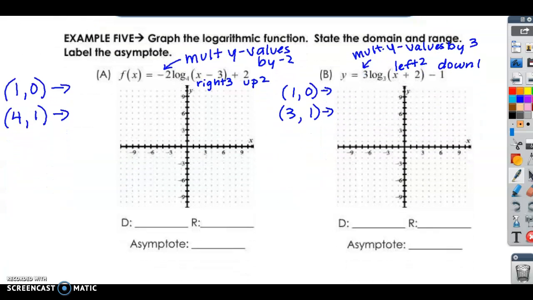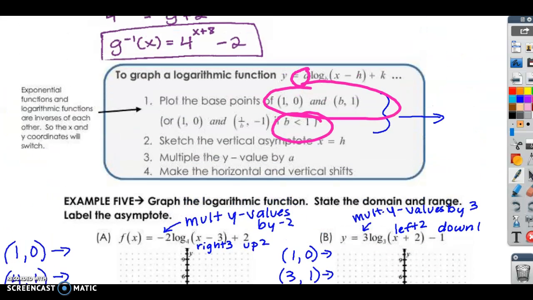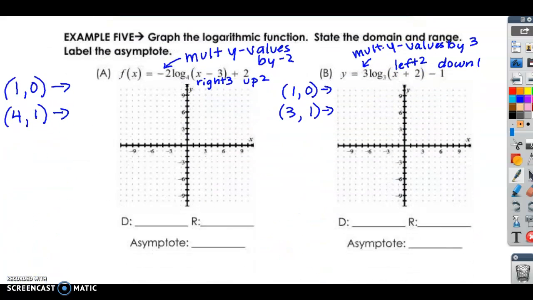We're not going to do every single one of these, but we'll do enough because we're going to do some in class. So graph the logarithmic function, state the domain and the range, and then label the asymptote. This -2 in front means to multiply all the y values by -2. This is a horizontal shift, right 3 and then up 2. So the 2 points that we found, if we're following the directions here, plot the base points, are (1, 0) and then (base, 1). In this case, the base is 4. So here are the 2 points, (1, 0) and (4, 1).